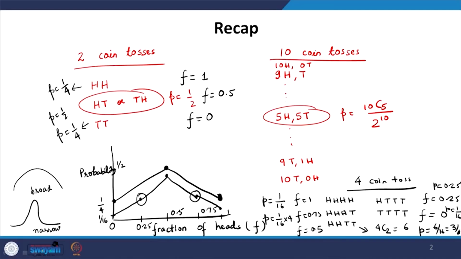So, we could either be f equal to 0 or be f equal to 1. When I am doing 4 tosses, then we have 2 additional outcomes, f equal to 0.25 and f equal to 0.75. If I do 10 tosses, then I will have even more outcomes closer to f equal to 0.5. So, as I am increasing the number of tosses, we are having more and more points near the peak. So, although the absolute probability for the peak reduces, the probability of f being in a range actually increases as I increase the number of tosses.